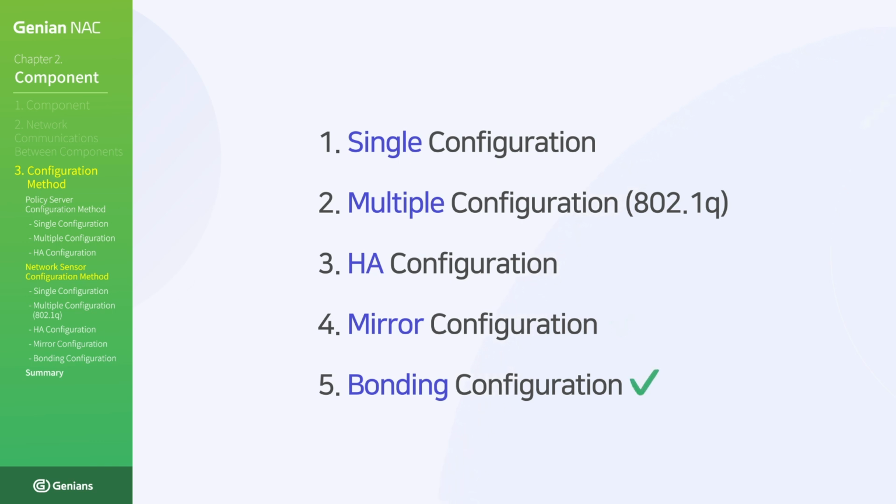5. Bonding configuration. In the bonding configuration, multiple physical interfaces of the network sensor are combined into a single virtual interface. This setup supports high availability and bandwidth expansion for switches connected to the network sensor.